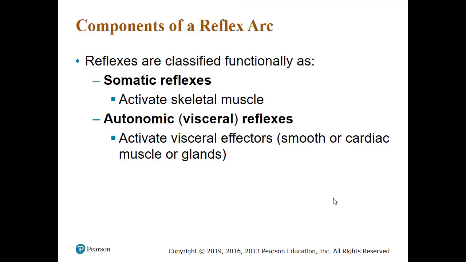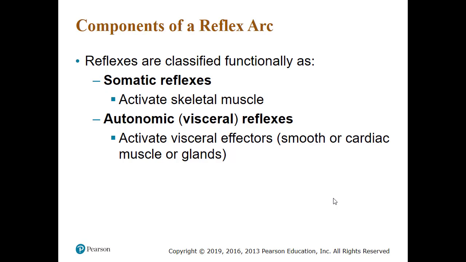Now, the components of your reflex arc, well, depending on what the effector organ is, depends on how we classify these. If your reflex is some type of skeletal muscle, pulling your hand away from something, we call it a somatic reflex. We're going to control our muscles, pull our hand away. If the reflex means you're going to affect any kind of smooth muscle, cardiac muscle, or any type of gland, then we call it an autonomic or a visceral reflex.